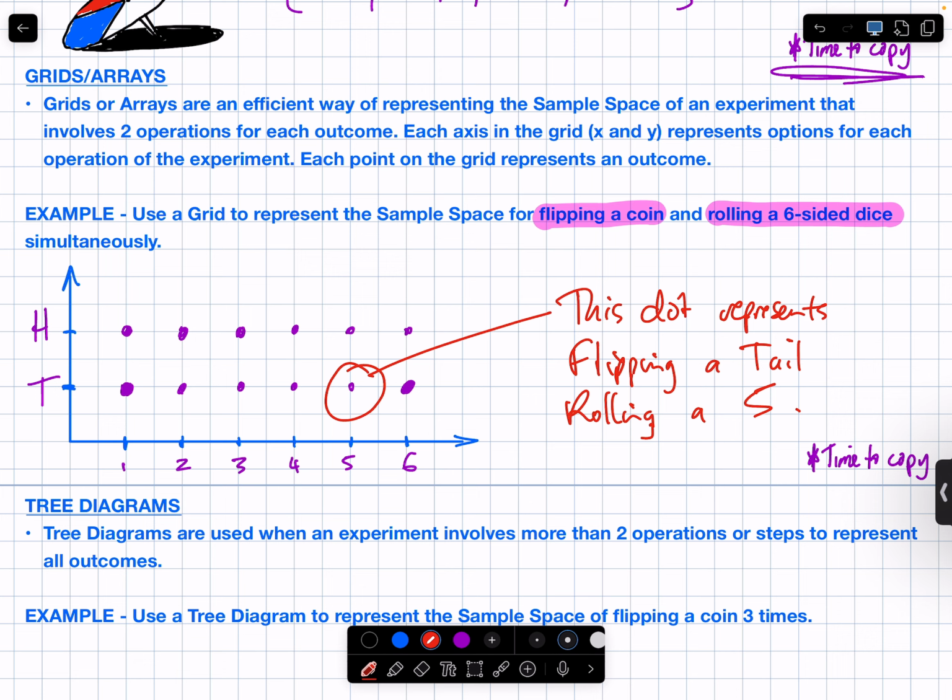What's funny? You right? All right, let's have a look at the tree diagrams.